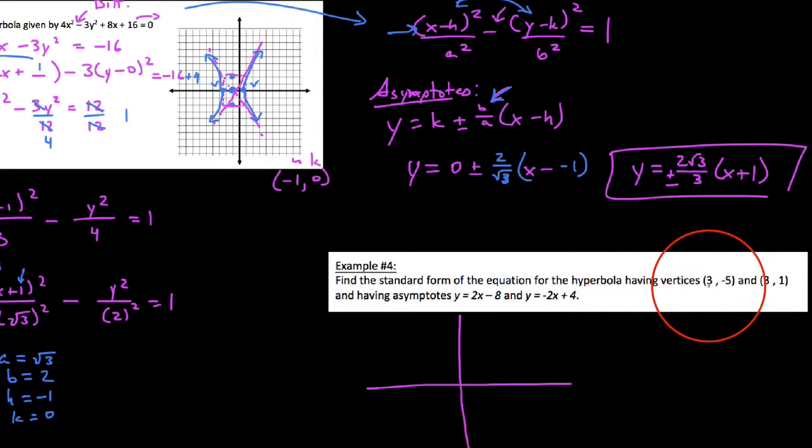So let's see here. We say (3, -5). We would go 3 to the right, down 1, 2, 3, 4, 5. I'll try to leave some room here. So (3, -5), and we say (3, 1).